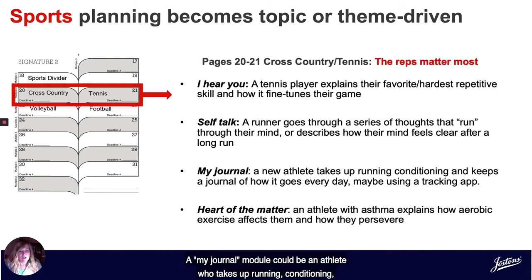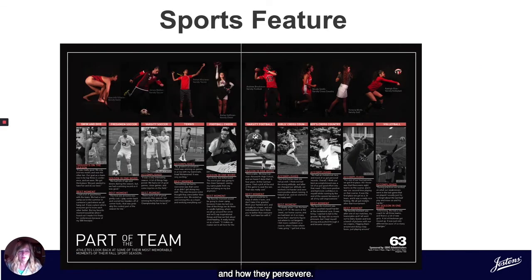A My Journal module could be an athlete who takes up running conditioning and keeps a journal of how it goes every day. Maybe they might even share some of their tracking app screenshots for that module. And we might have a Heart of the Matter story where an athlete with asthma talks about how aerobic exercise affects them and how they persevere.